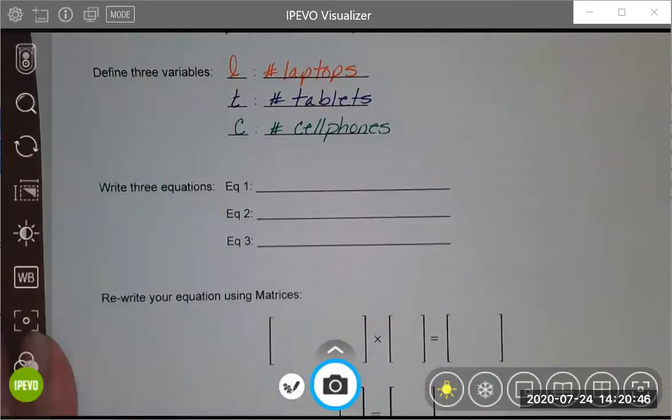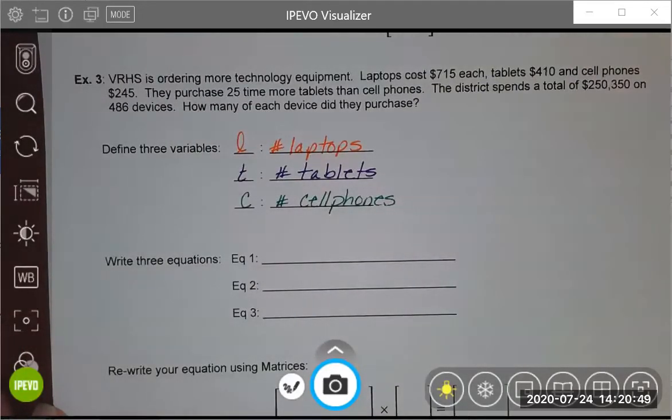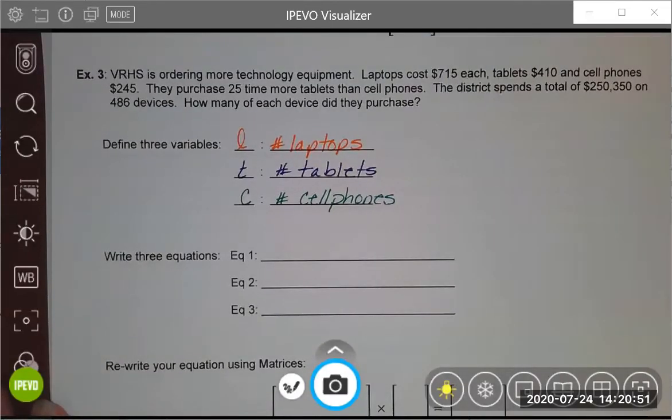All right, folks. There's my problem. Let's start by reading the problem. Vista Ridge High School is ordering more technology equipment. Laptops cost $715 each, tablets $410, and cell phones $245. Small segue. Like, any school orders cell phones. We're going to go with it. They purchased 25 times more tablets than cell phones. The district spends a total of $250,350 on 486 devices. How many of each device did they purchase?